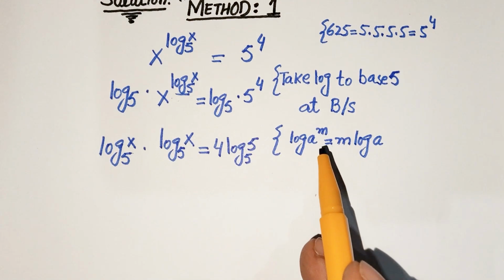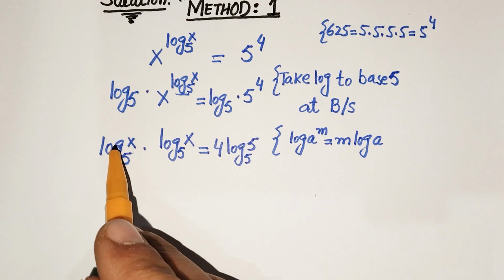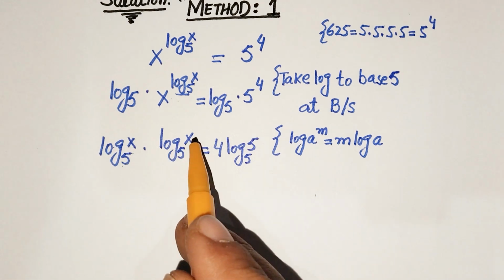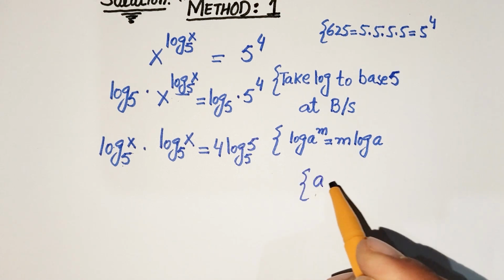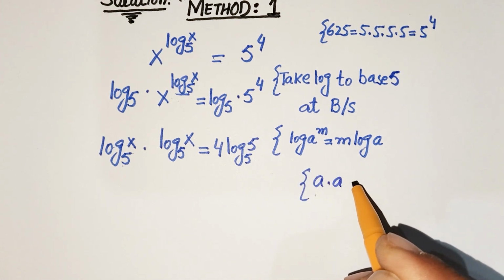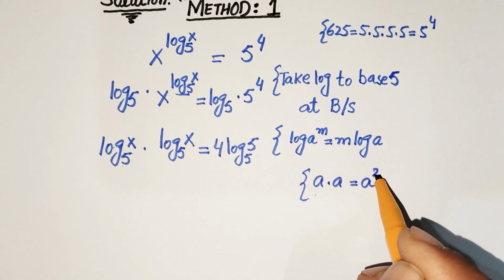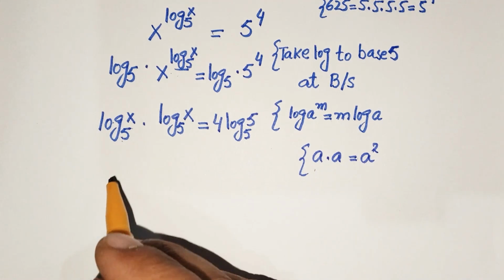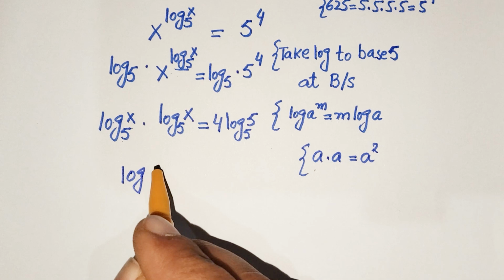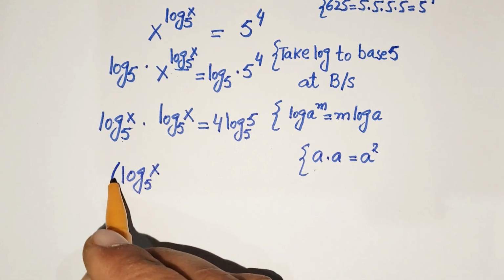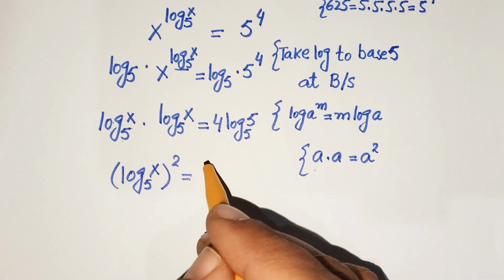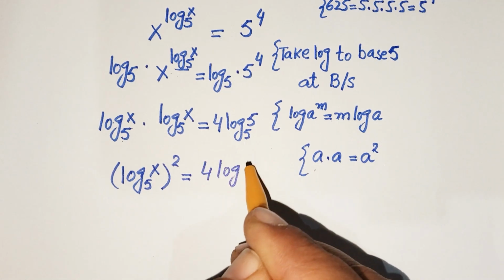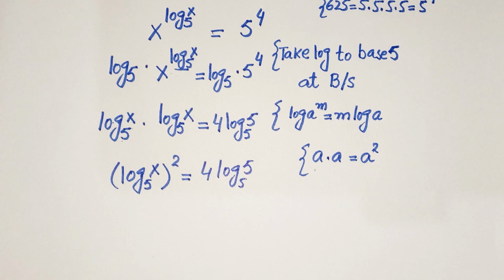So now we can write it like, as we know that log x with base 5 and log x with base 5, we can write it as, if we have a times a, then we can write it a square. So here we can write log x with base 5 whole square, which is equal to 4 log 5 with base 5.